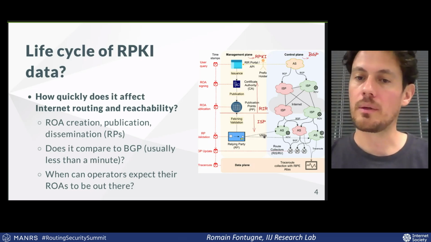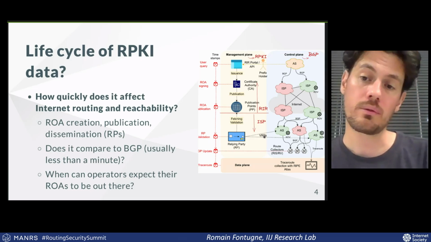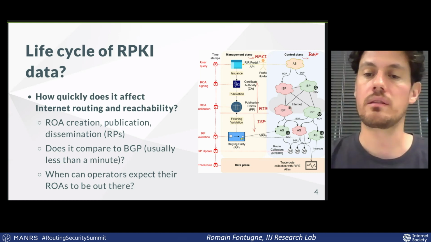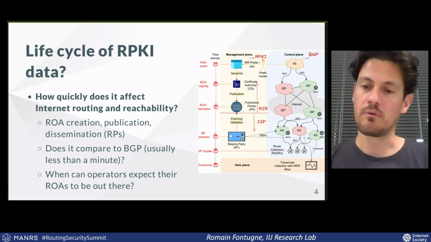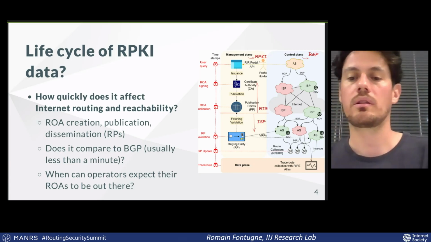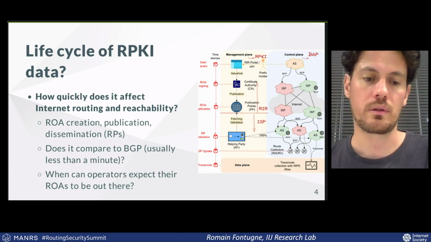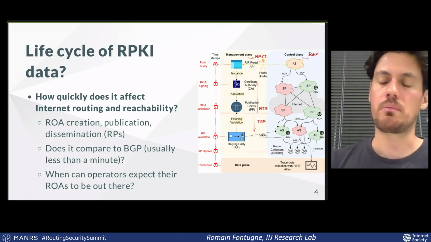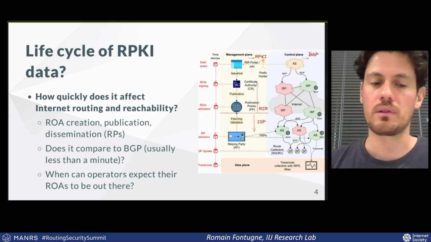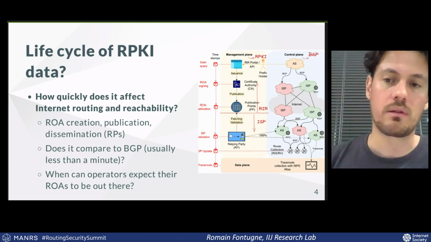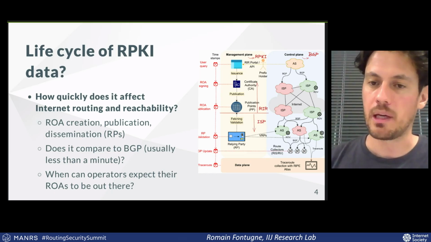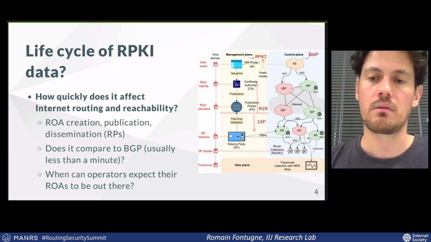So we want to know how long it takes, when we create a ROA, for that information to propagate through the RIR, and for the ISP to fetch this and give that information to their routers. How does it compare to BGP? Is it in the same order of magnitude, or is it really different? And again, that's important information for operators, so they can expect a certain timing for their operations.